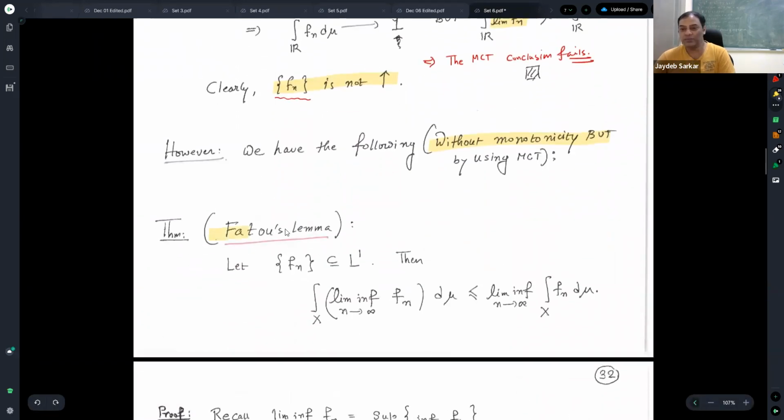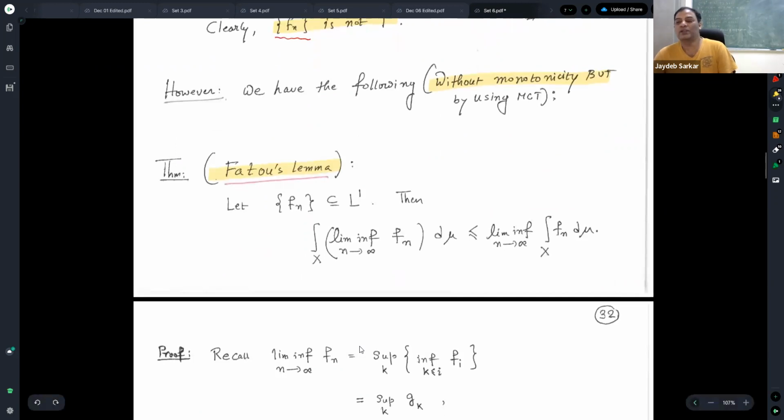And that's another big result, which is known as Fatou's lemma. If you think a little carefully, I think I pointed out as homework as well that Fatou's lemma also gives you MCT. So MCT and Fatou's lemma are in quite equal status; there is not much of a difference. Fatou's lemma states the following, and again there is no increasing assumption. Fn is a sequence from L1. Then the integration of the lim inf of Fn is less than or equal to the lim inf of the integration of Fn.